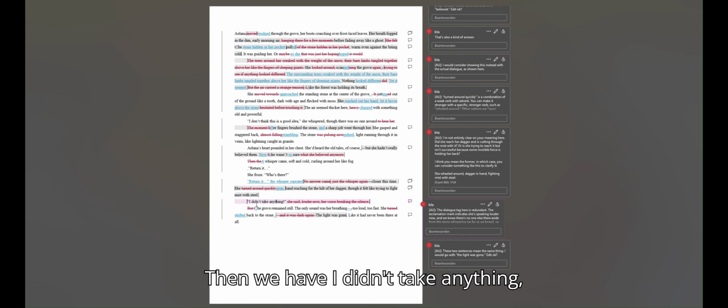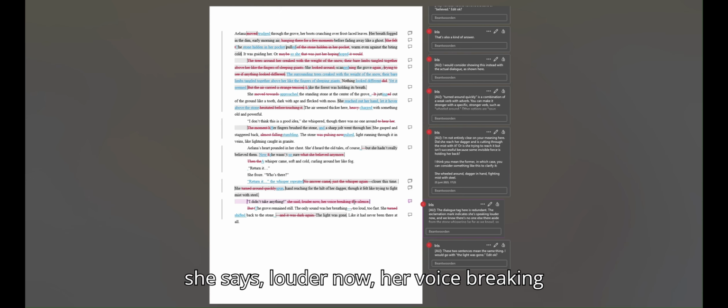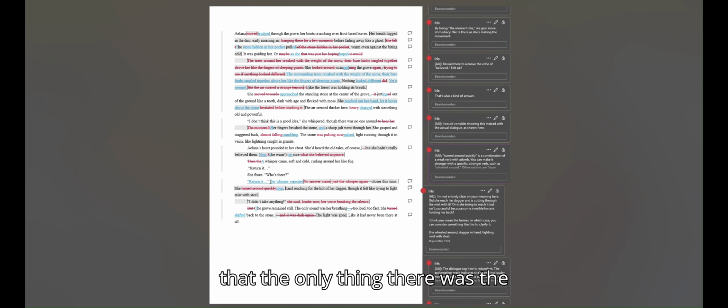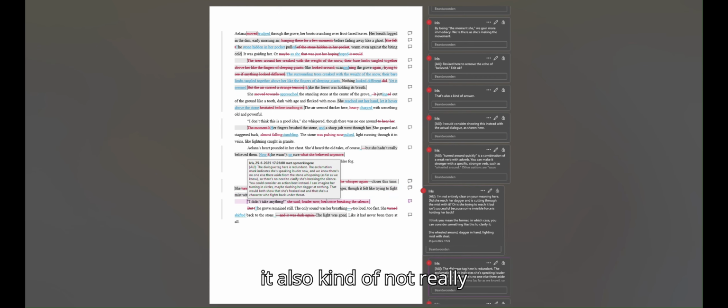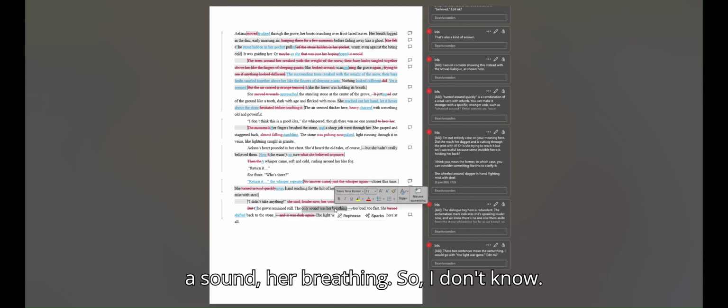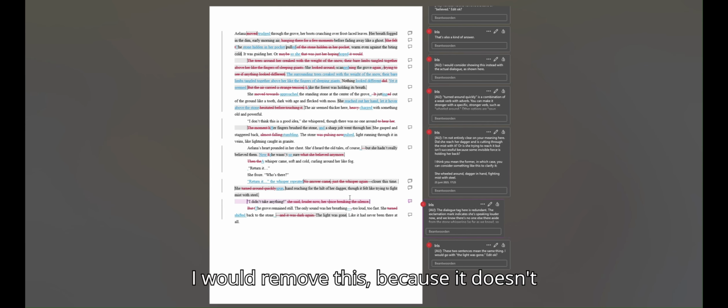Then we have, I didn't take anything, she said, louder now, her voice breaking the silence. This is all redundant as a dialogue tag, because louder now is pretty redundant since we have the exclamation mark here. And her voice breaking the silence is also redundant because we can already know that the only thing there was the whisper. It also doesn't really make sense with what follows, because the grove remains still, but there was still a sound, her breathing. So I would remove this because it doesn't really add anything, it's redundant.